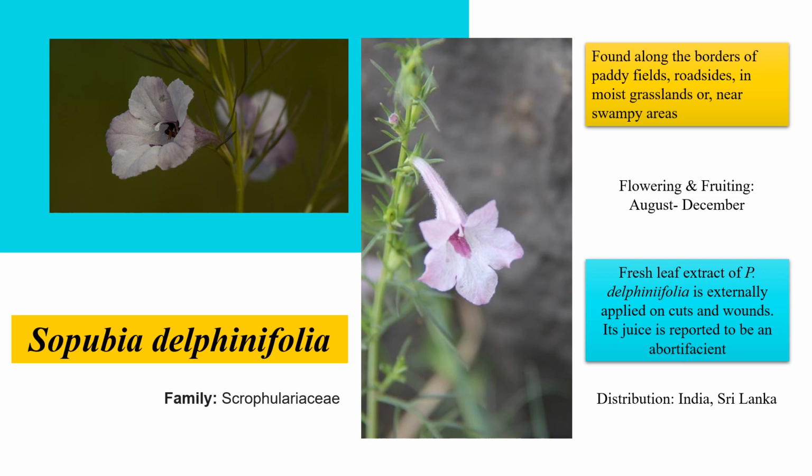Next is Sopubia delphinifolia from the family Scrophulariaceae. These species are found along the borders of paddy fields, roadsides, in moist grassland or near swampy areas. Flowering and fruiting period is between August to December. Medicinally, the fresh leaf extract is externally applied to cure cuts and wounds. The juice of this plant is used as an aphrodisiac. It is found in India and Sri Lanka.